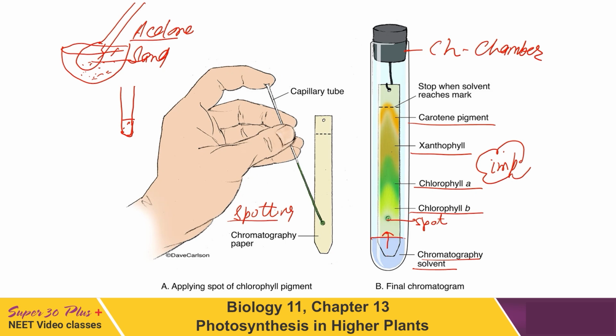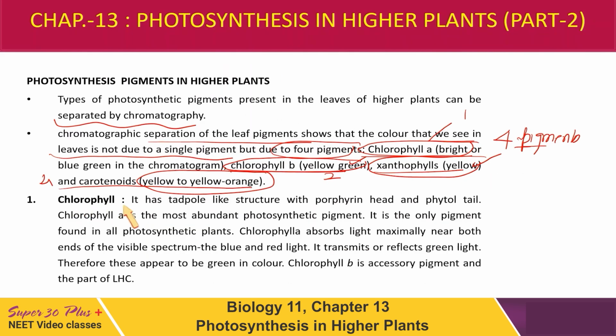Now we have to see the details of chlorophyll. Chlorophyll is a tadpole-like structure. It has a head, known as the porphyrin head, and it has 4 units, so called 1, 2, 3, 4. That's why this head is known as porphyrin, or we can call it a tetrapyrrolic head, that is tetra-pyrrole head.